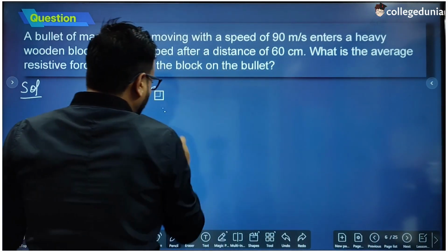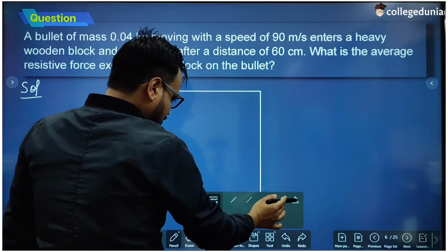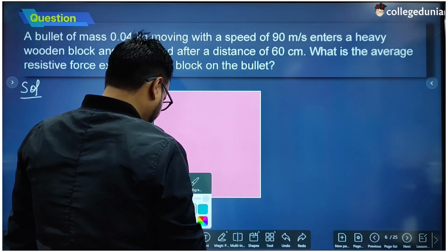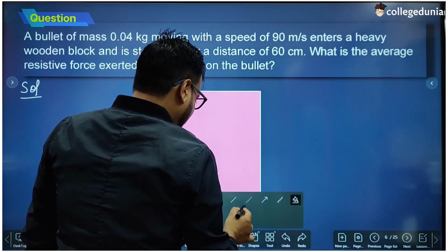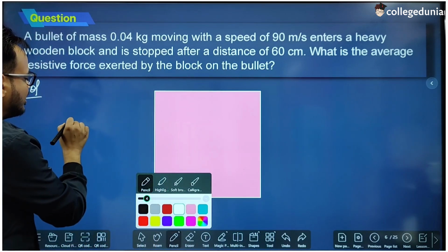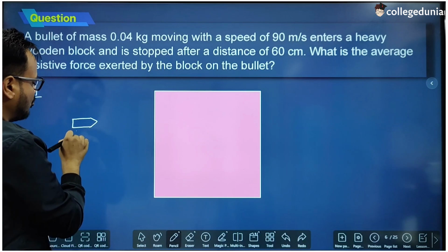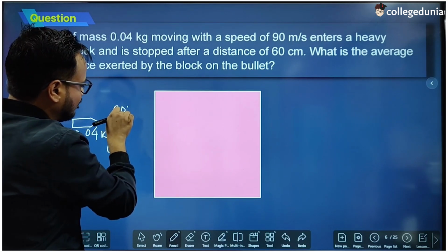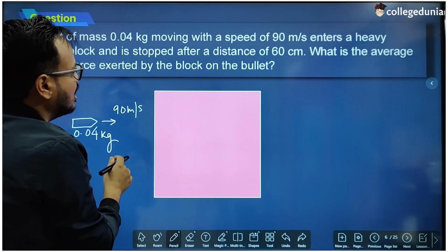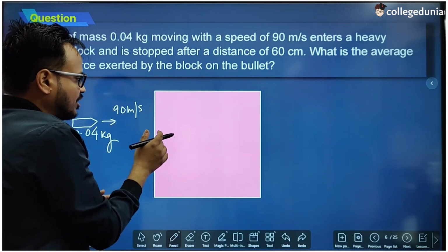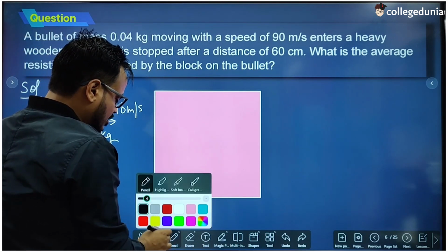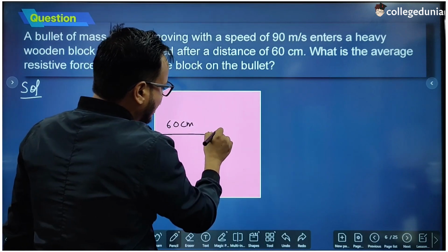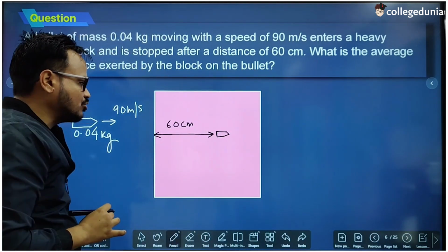Now here we have a wooden block. Okay, let's say it is a wooden block and a bullet is fired on this wooden block and the mass of the bullet is 0.04 kg. And this bullet is coming with a speed of 90 meter per second. It enters this heavy wooden block and it is stopped after traveling a distance of 60 centimeter. It stops somewhere here after traveling a distance of 60 centimeter.